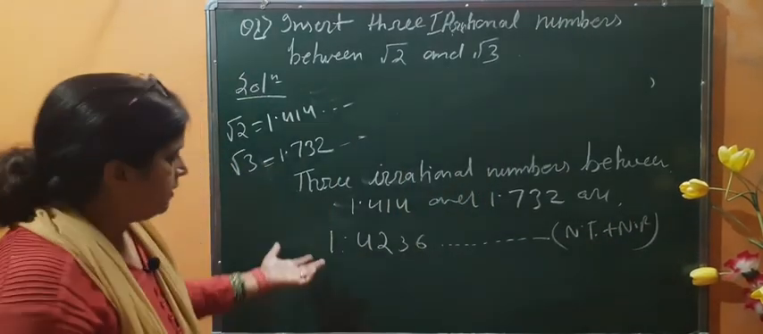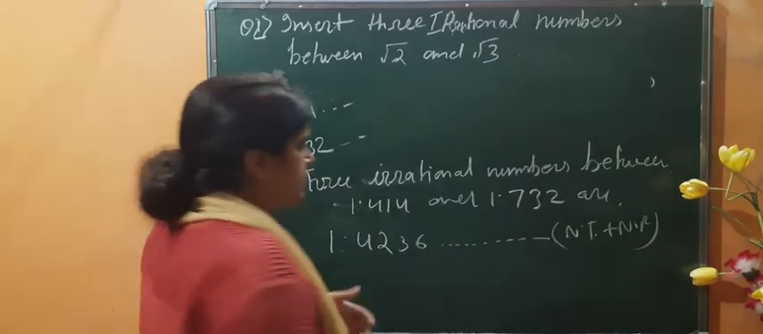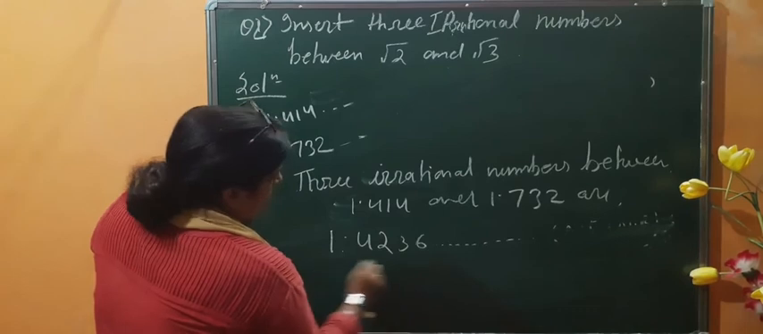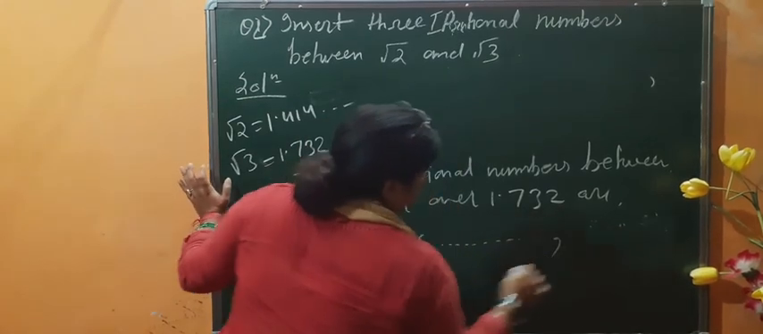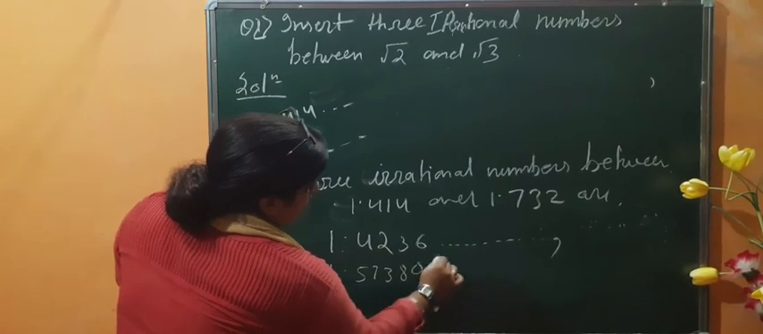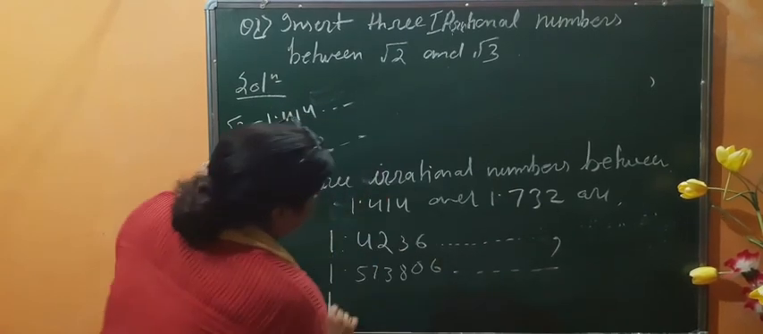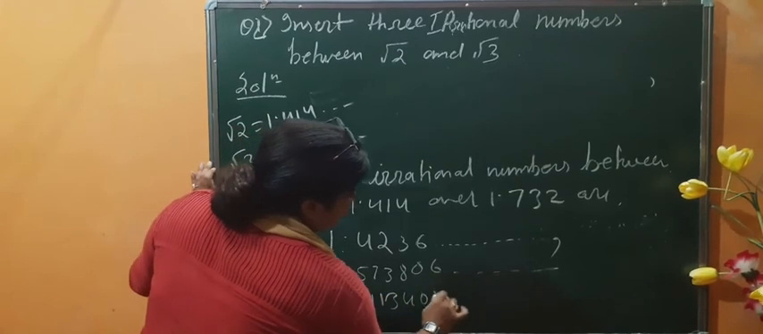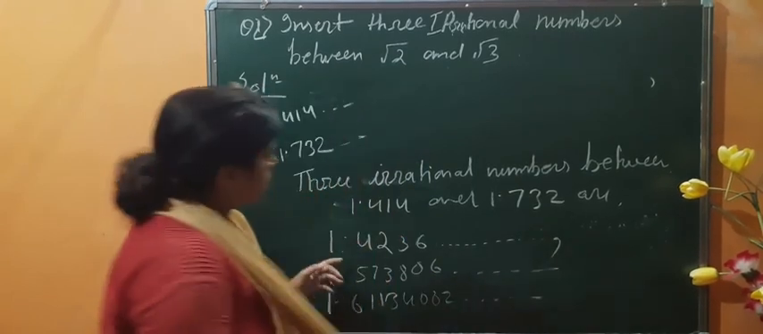You got that? That is your choice. Any number you may write. Okay. And then after that you may put the comma sign. Then 1.573806 dot dot dot dot, then 1.61134002, any number.